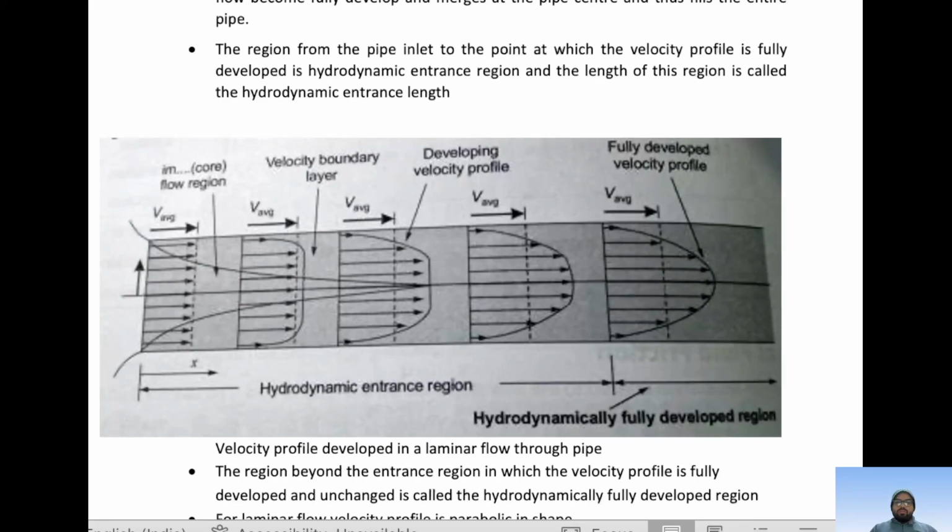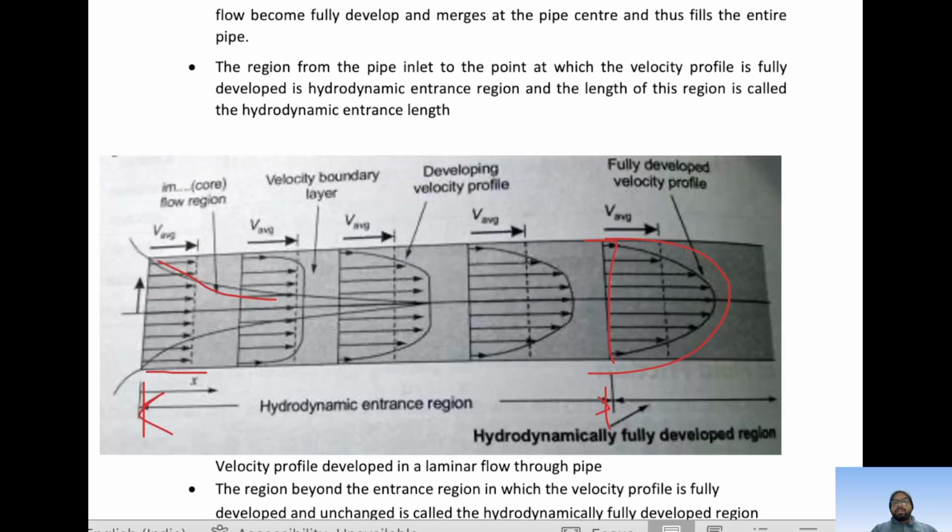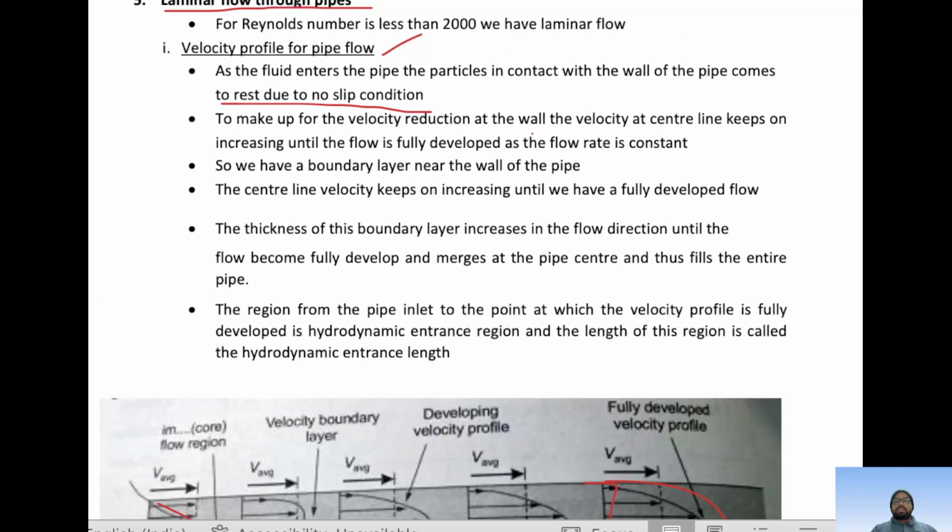Here fluid enters, and the fluid which comes directly in contact with the wall acquires zero velocity due to no slip condition, and gradually the velocity keeps on increasing till it becomes fully developed, and the length it takes to fully develop the flow is called the hydrodynamic entrance length. The center line velocity keeps on increasing until we have a fully developed flow.